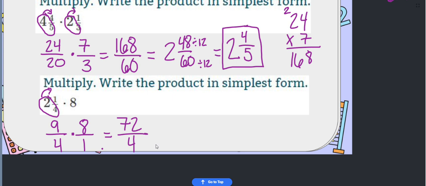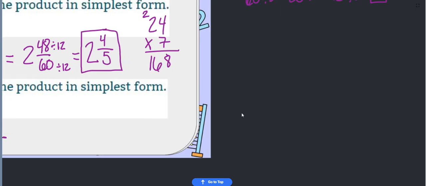Now you might not know that off the top of your head, so it's okay to go ahead and divide those to see what you get. So if I come over here, I'm going to do 72 divided by 4. 4 goes into 7 one time. 1 times 4 is 4. 7 minus 4 is 3. Bring down my 2. And 4 goes into 32 8 times.